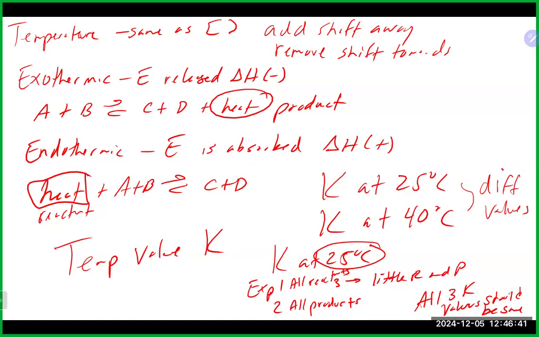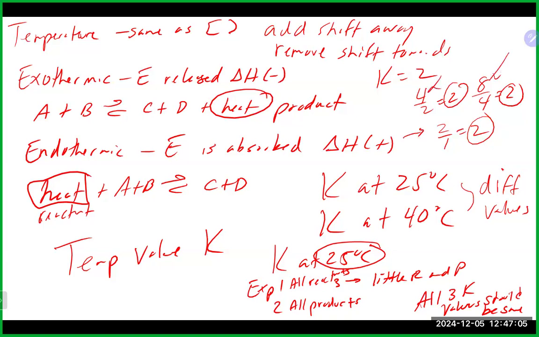And remember that the ratio of products to reactants, as long as the temperature stays the same, no matter what you start with, will always equal the same ratio. We did that with that simple explanation of I wanted a K value of 2. I could do that by taking 4 divided by 2 is 2. I could get that by 8 divided by 4 is 2. I could get that by 2 divided by 1 is 2. They all equal 2. They all have different numbers we started with.